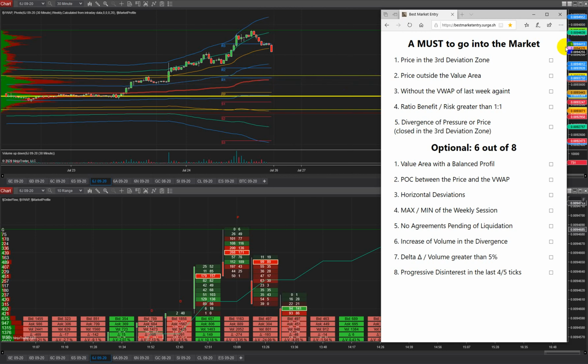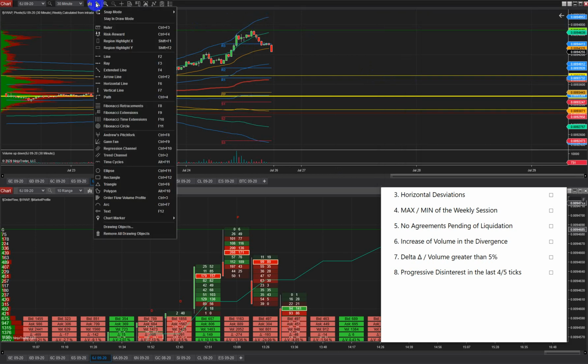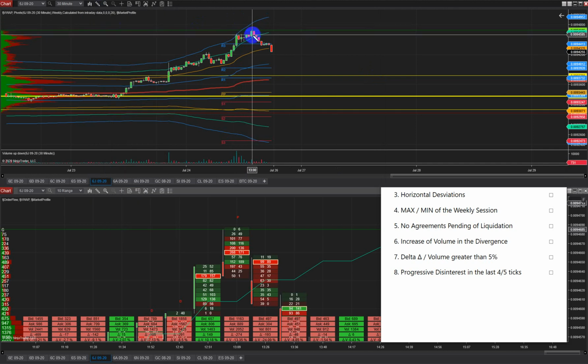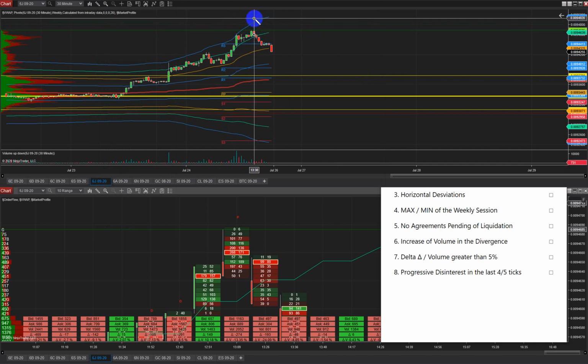So what happened: we got the price in the third deviation zone. We have the price outside the value area without any VWAP against us, because the VWAP from last week was paid. The ratio here was 1. If I want to put the stop loss here, let's calculate it. It will be the ruler. Here's the entrance, and this is exactly one. Here, we put the stop loss a little bit on top of the 4.